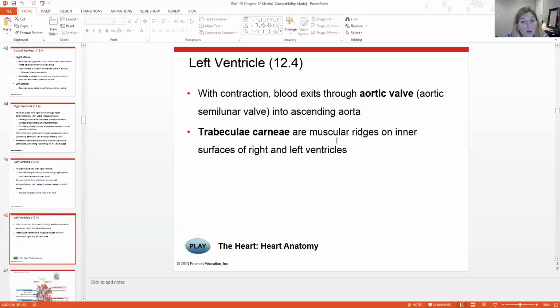The trabeculae carneae are just the muscular ridges on the inner surfaces of the right and left ventricles. There is a video here. It's not attached to this PowerPoint, but you can see it if you visit the textbook website.